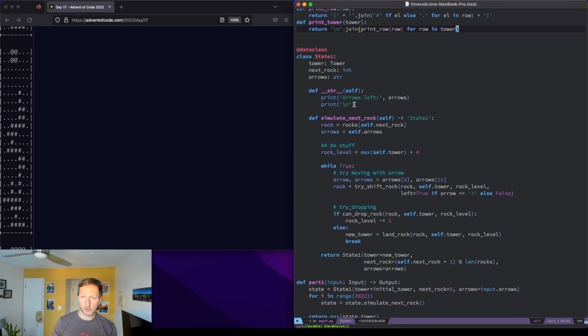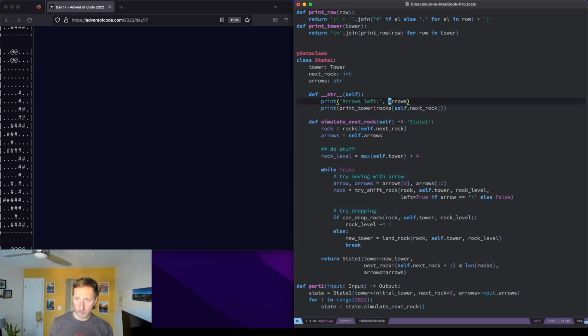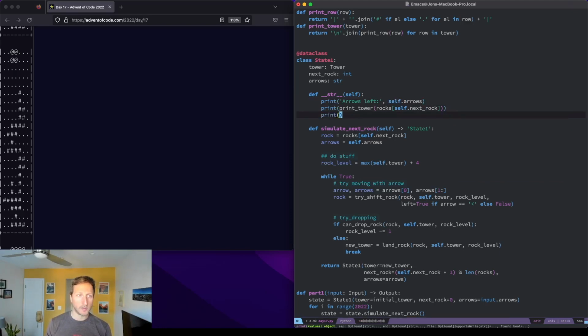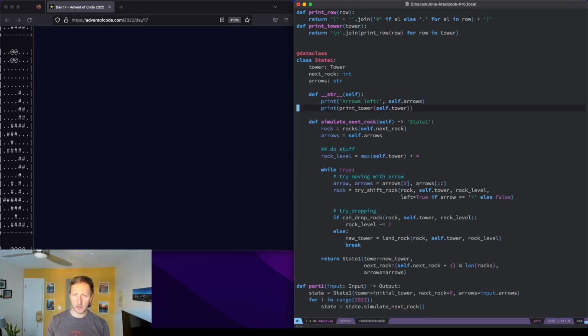Okay, then let me just print tower next rock, rocks next rock, self, print tower. It doesn't matter, we'll just print the tower, self.tower. Okay.